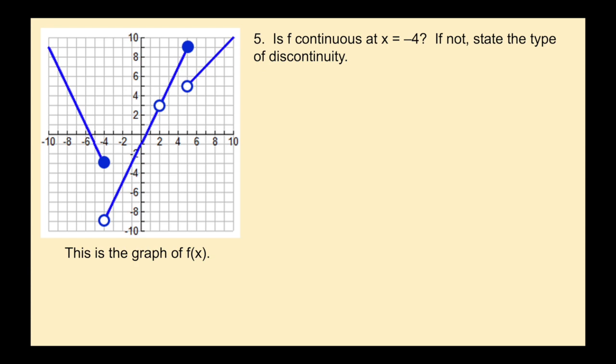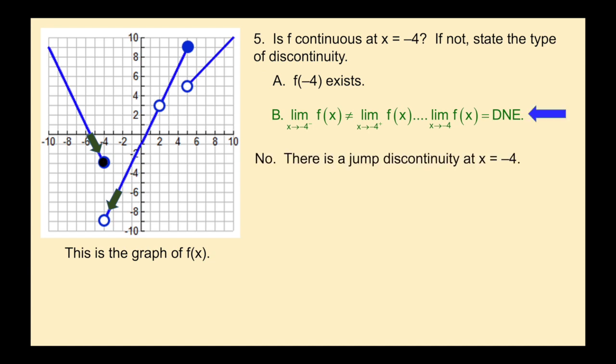So for number 5, we're looking at, is f continuous at x equal to -4? So at -4, again, you could write out all 3 steps, or we could just look at the graph here and think, well, we are going from one part of the graph and we're jumping to the other piece. So right away, I can say that this is going to be jump discontinuity. It does exist at -4. The limits do not match though. So again, that's why this one is going to be jump discontinuity.